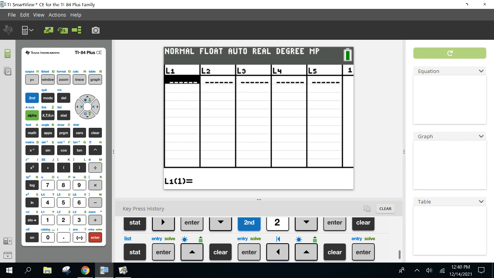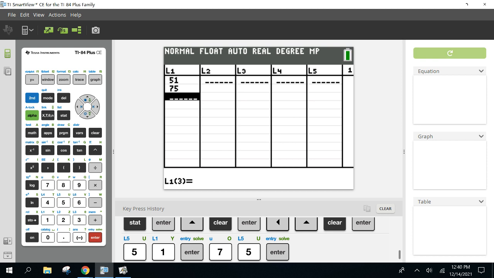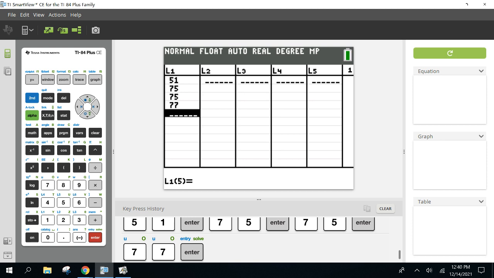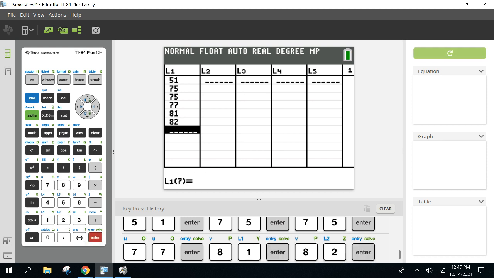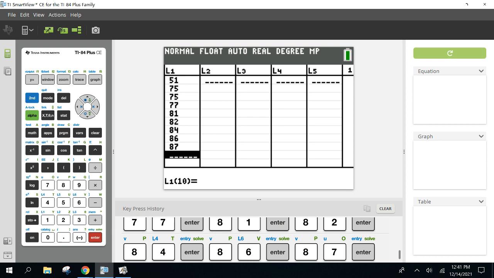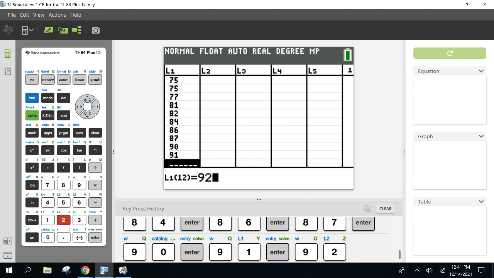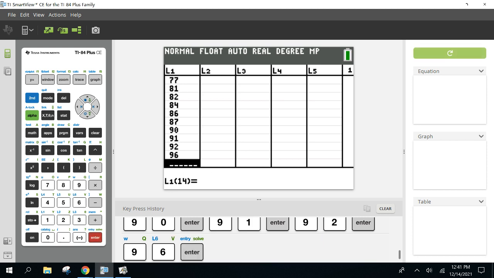This is just in the first column, right? There's no frequency, right? Yeah. So only L1: 51, 75, 75 again, 77, 81, 82, 84, 86, 87, 90, 91, 92, 96, 99.